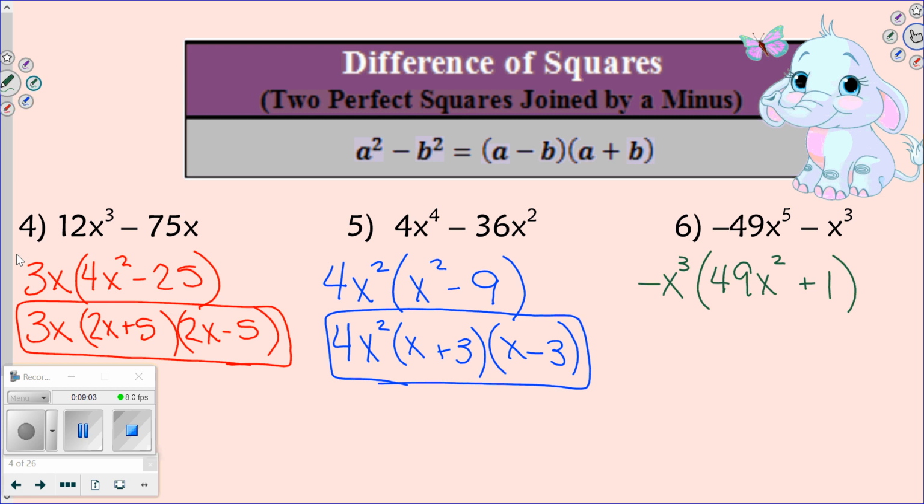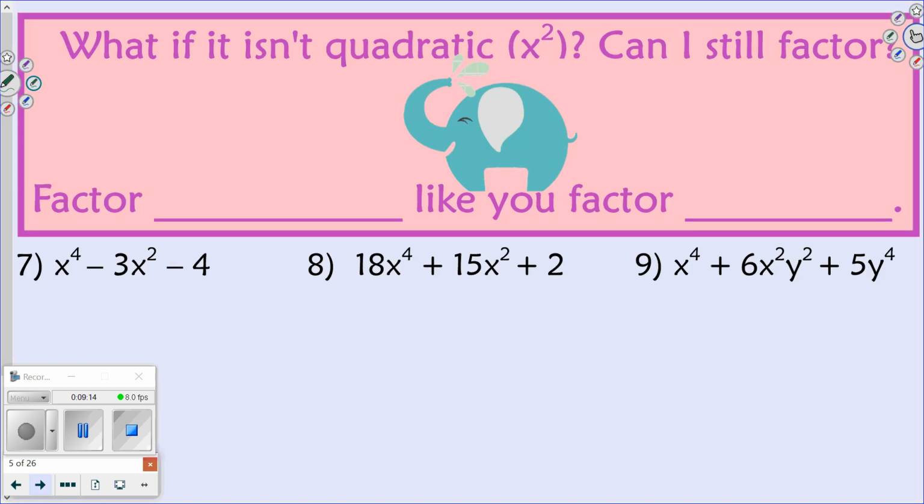All right, questions on the stuff that we've done before. The biggest thing I need you to recognize is don't determine what type it is until you pull out a GCF, okay? All right, so let's talk about some new stuff. What if it is not quadratic? Can it still be factored? And the answer is yes.